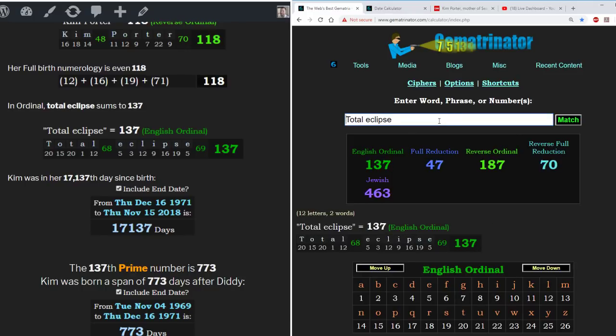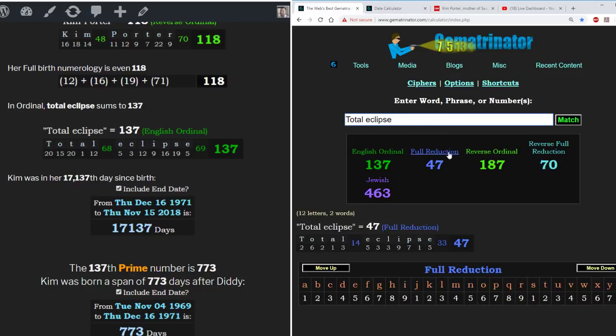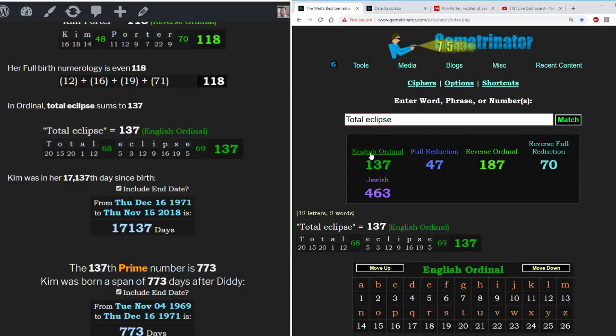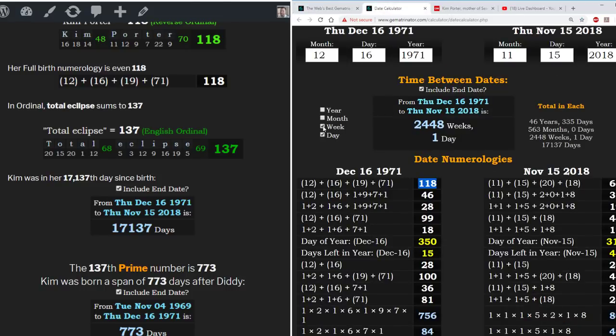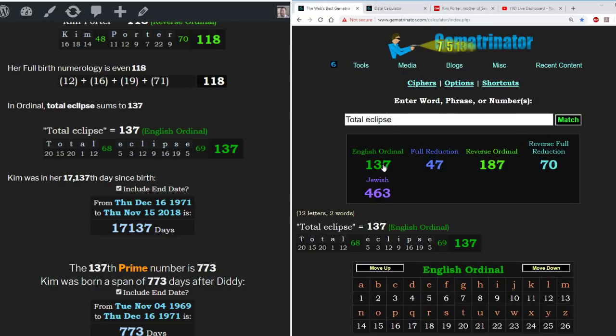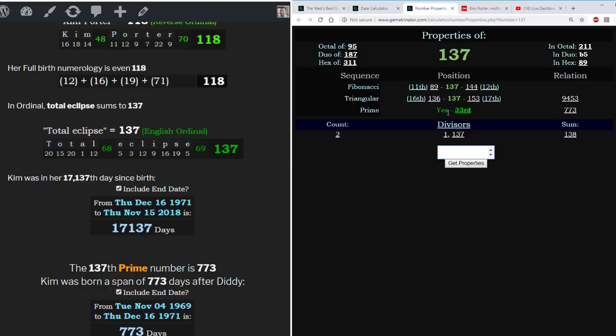So I mentioned the gematria of total eclipse in two of these methods, reverse and reduction. Next, we're going to look at the ordinal value. Total eclipse has an ordinal value of 137. The word total equals 68, eclipse 69. Well, if you instead look at the number of days old Kim Porter was on this date, look at this. She was 17,137 days old. This number 137 is also significant to her relationship with P. Diddy.